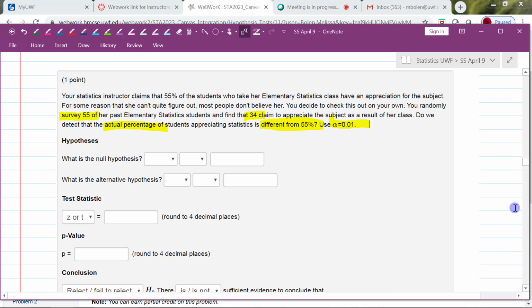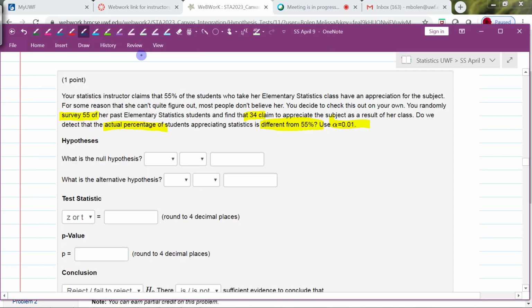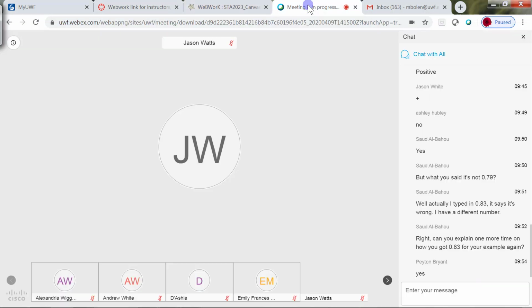Alrighty. So it says, what is the null hypothesis? Because we're doing percentage, it's not a mu, it's going to be P. So P equals 0.55. And then the alternative is that P, because it says different, means not equal to 0.55. So far, so good, Peyton.